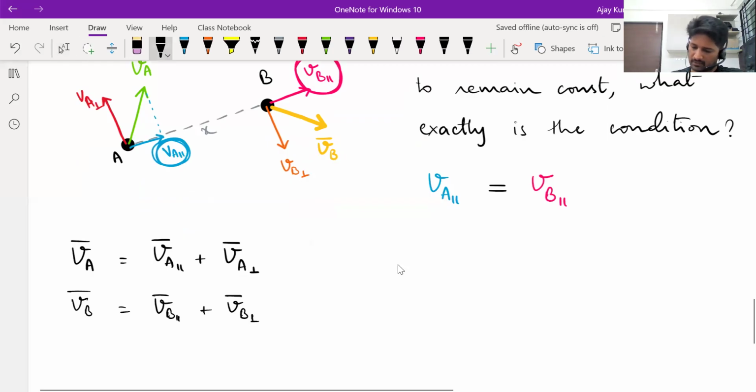Now think about their relative velocity. Can one of you quickly tell me how to calculate the velocity of B relative to A? What is the basic formula for it?